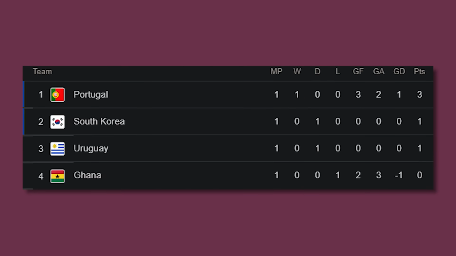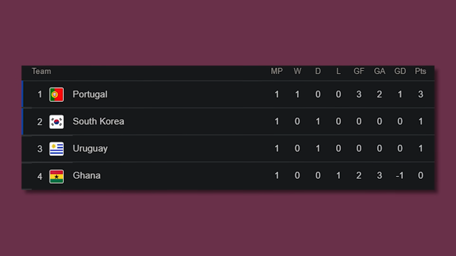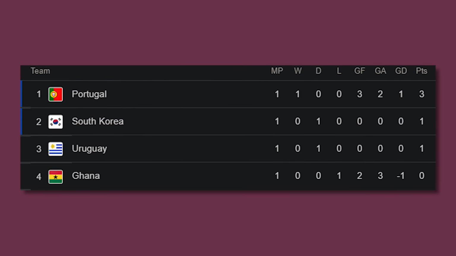Group H has Portugal on top with South Korea and Uruguay following. Uruguay play Portugal next, while South Korea play a Ghanaian side you should not doubt.